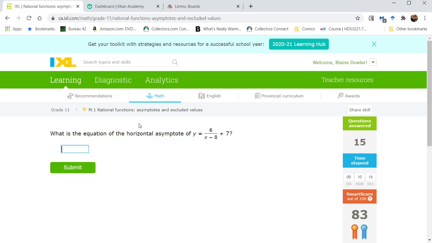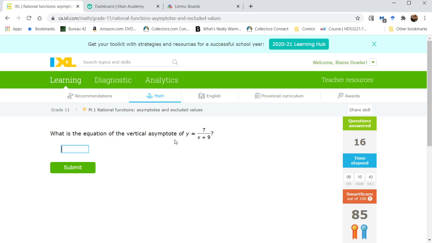And what is the equation of the horizontal asymptote? So what value will y approach as x gets larger and larger and larger? Well, as x goes to 1 million or 100 million or into the billions, as x approaches infinity, this first fraction will go to 0. So the value will just be this constant, y equals 7.